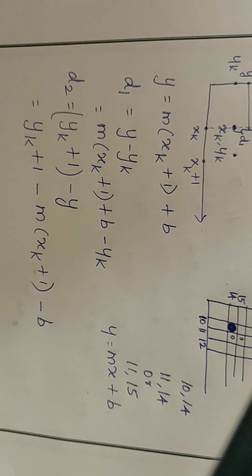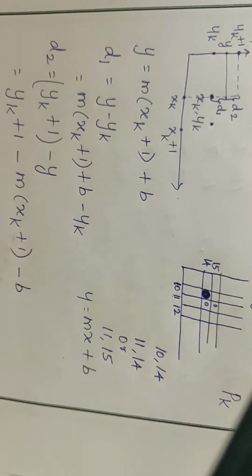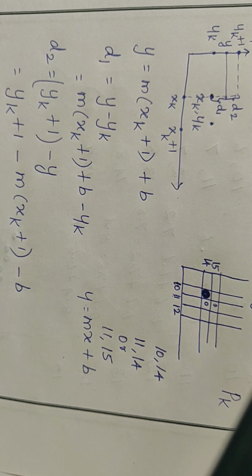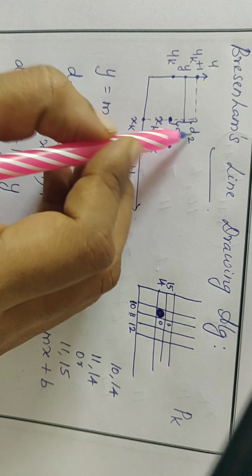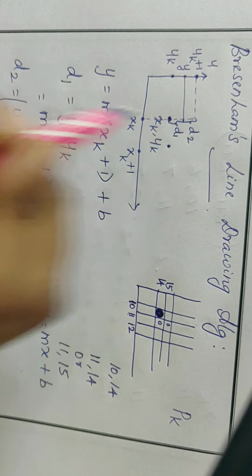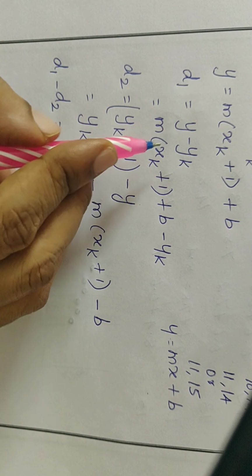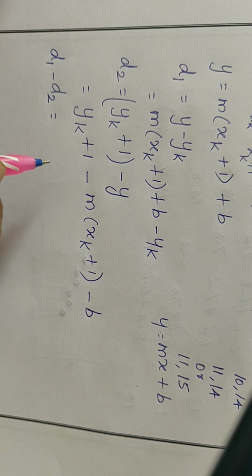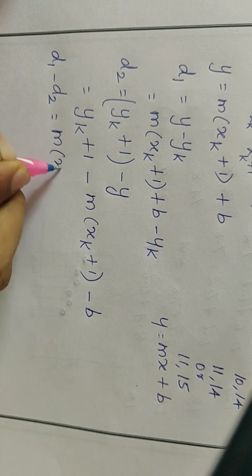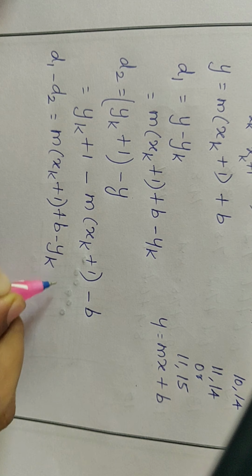And I'll tell the definition of decision parameter once again. Decision parameter, the notation is pk, and pk is directly proportional to the difference of distance of separation between two pixels. So I have to find the difference of these distances, so it is d1 minus d2. We know what is d1, we know what is d2. Now I have to find out the difference.